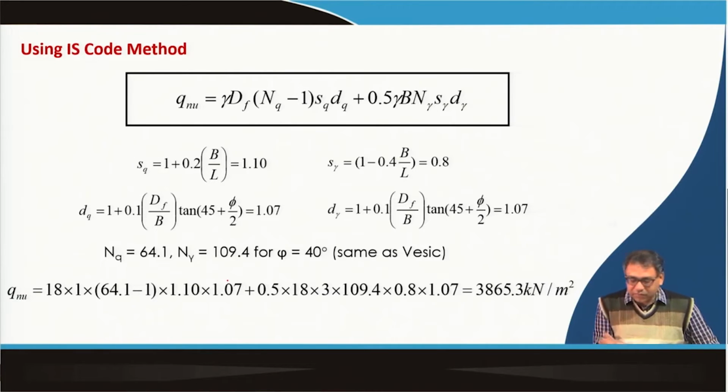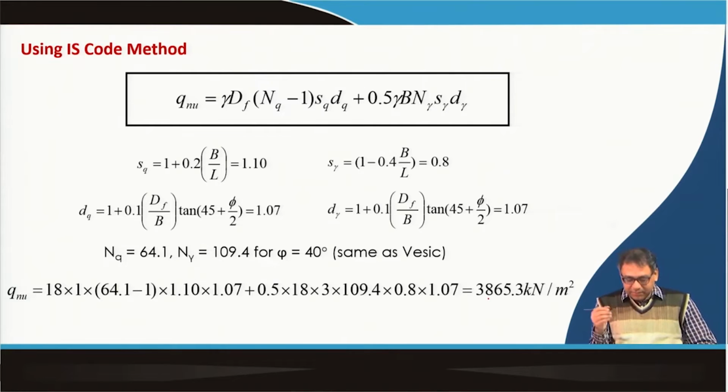Then as per the IS code, the water table effect is not considered here, so W dash is taken as 1. Okay. So, these are the bearing capacity factors, which are the same as Vesic, and then the shape factor and depth factor are taken from the table, and then I will get this value.